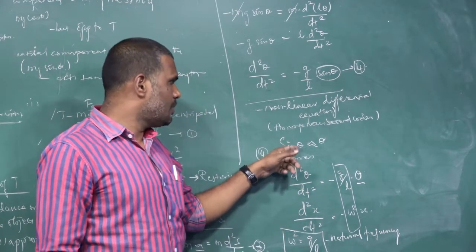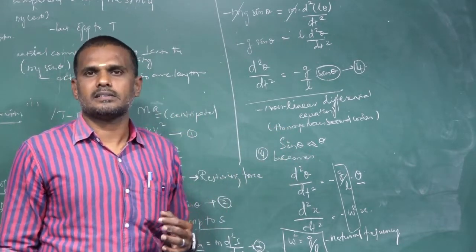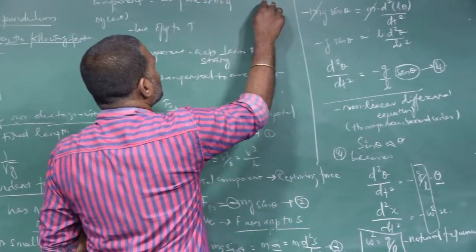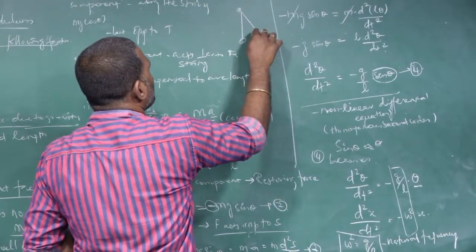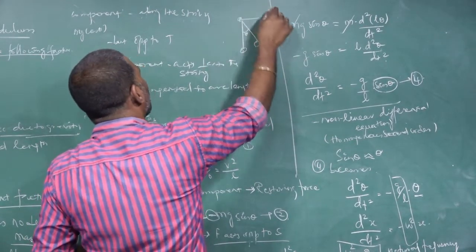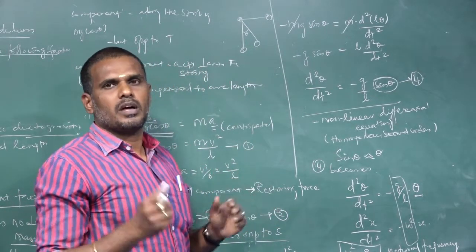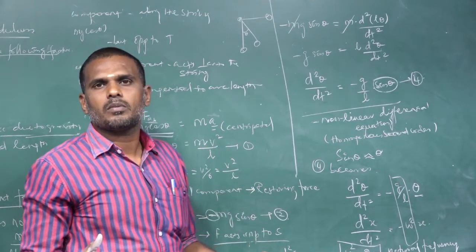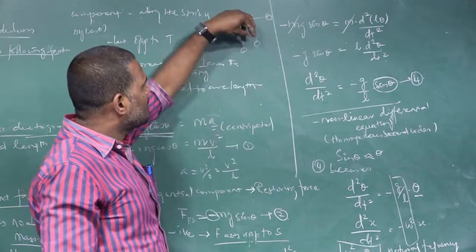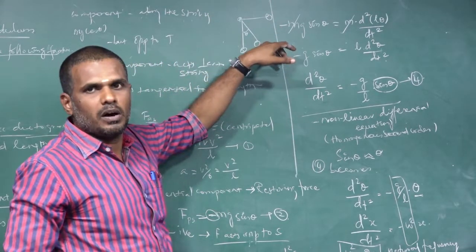How did this come? Based on this approximation, sine of theta is approximated to theta for smaller angles. Means if you make the pendulum oscillate, you have to displace it through smaller angles. You should not take it to an angle of 90 degrees or 180 degrees. That won't result in a simple harmonic motion. In order to obtain simple harmonic motion from a simple pendulum, the angular displacement, or the theta to which the pendulum is displaced, must be very small.